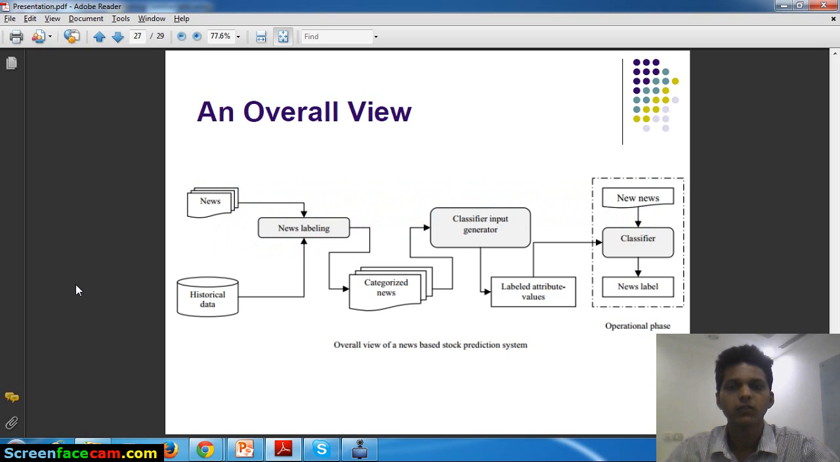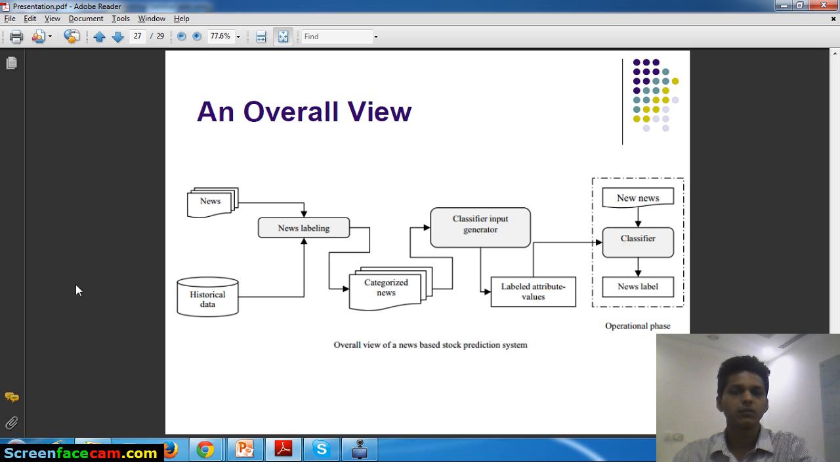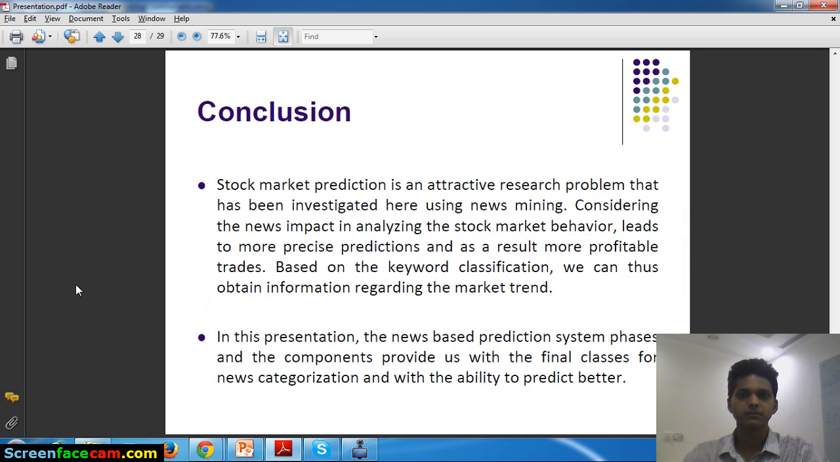Okay, so here we have the overall view of a news-based prediction system. To begin with, as we previously talked about, we have the news and the historical data. We perform the news labeling, and this gives us the categorized news. This categorized news is fed to the input generator, and the label attribute values obtained as output from the input generator become the most important aspect, because this is the ultimate input that is fed to the classifier along with the new news, and thereby we generate the news labels as we talked about, and this helps us in predicting the market.